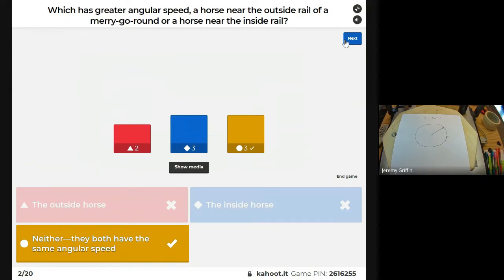Yeah, same angular speed. Remember, the first question was linear speed. One further out, one faster. This question is about angular speed, right? Like spinning, like turns per time.